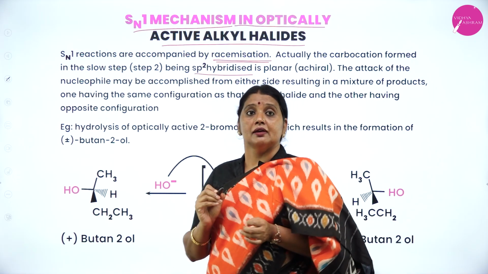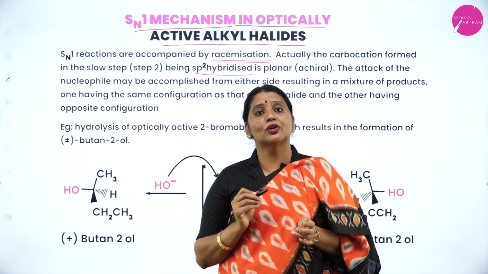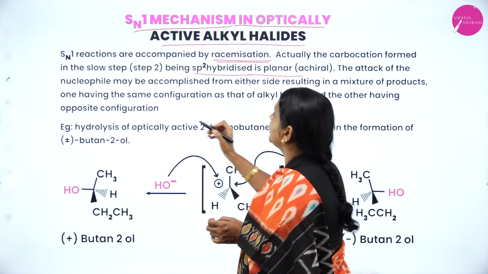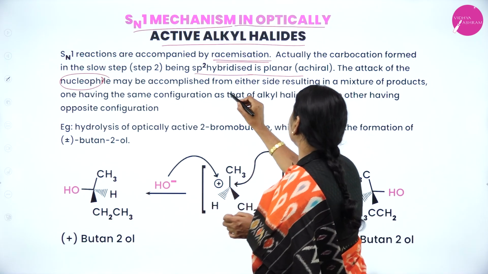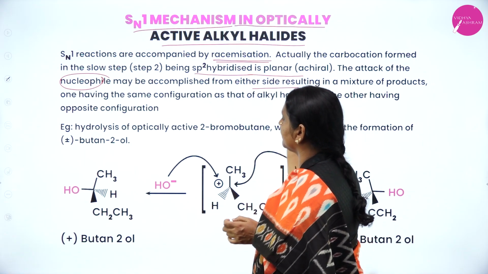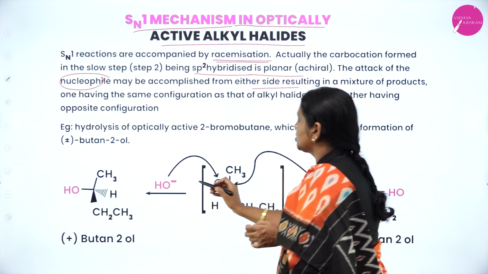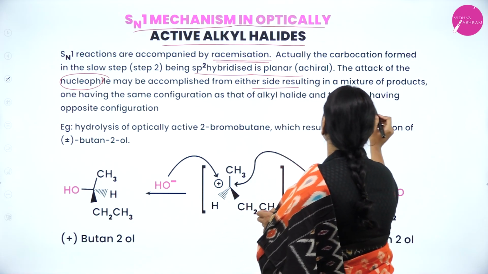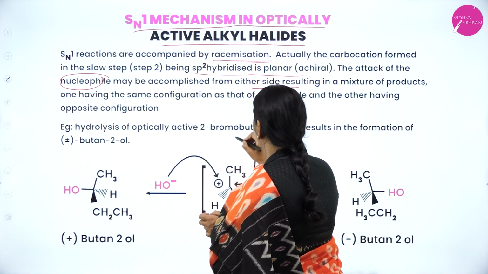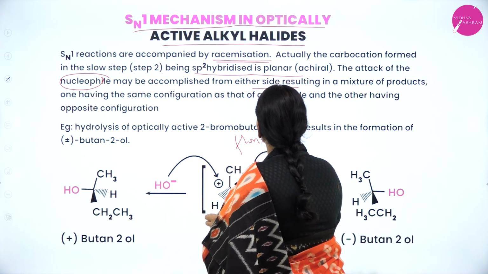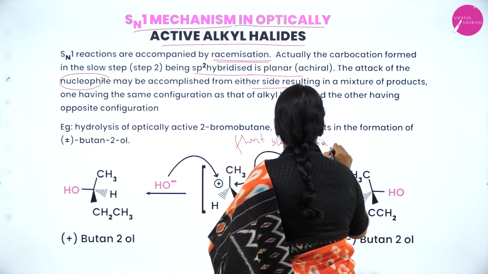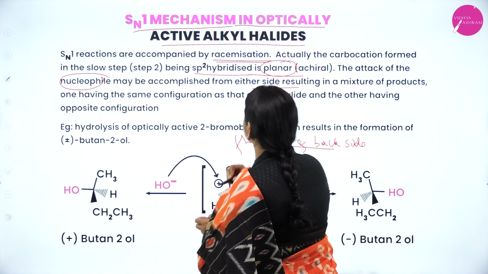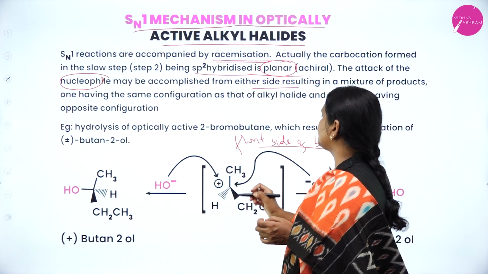I already said, in SN1 mechanism, what is formed? Carbocation. This carbocation is sp2 hybridized and it is planar. Therefore, the attack of nucleophile may be accomplished by either side, resulting either from front side as well as from back side. Why do front side and back side attacks both take place? Because it is planar. Okay. So, observe here, my dear students.